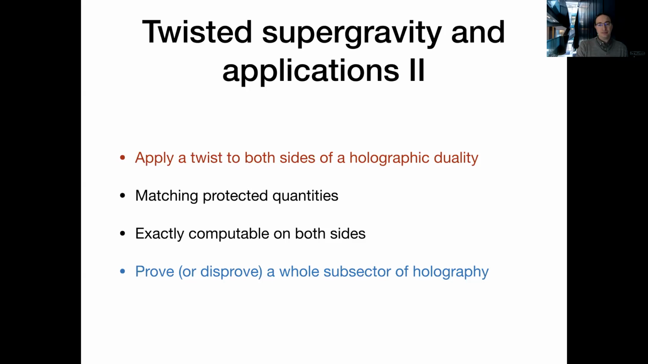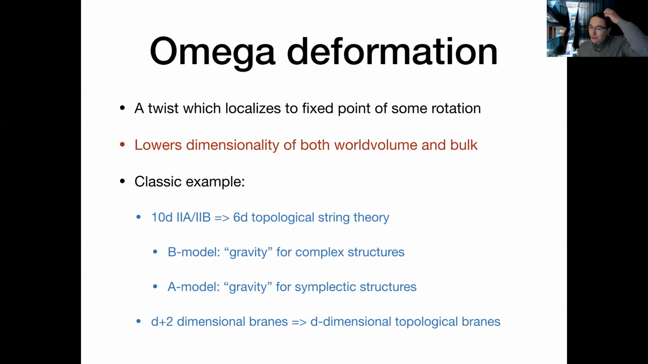Now, a third thing that is useful to remember is that there are some special twists, which are called omega deformations, which lower the dimensionality of the problem. They localize your calculations to the fixed points of some rotations. And there is a classical example which comes from the prehistory of string theory almost, which is topological strings. If you take 10-dimensional string theory, type IIA or type IIB, and you turn on an omega background in two planes, the theory becomes effectively six-dimensional and is described by topological string theory.